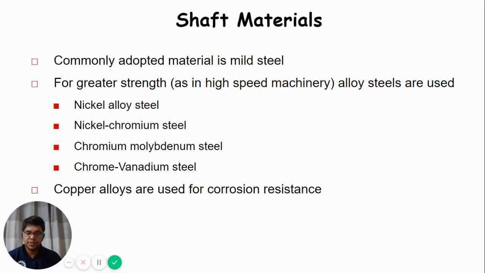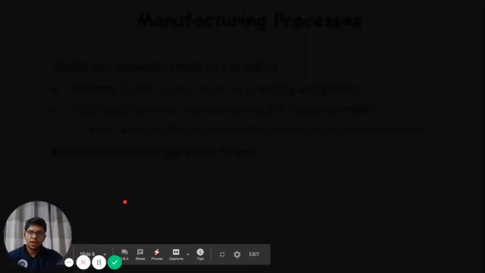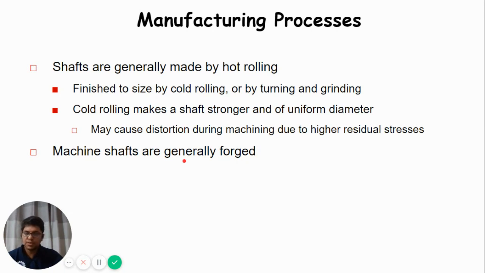Now, if you look at the shaft material, the commonly used shaft material is mild steel or low carbon steel. Suppose you want higher strength, then you can use alloy steel like nickel alloy steel, nickel chromium steel, chromium molybdenum steel or chromium vanadium steel. And suppose you want corrosion resistance for the shaft, then you can use some copper alloys. And the manufacturing process is mainly hot rolling, and then the finishing is done by cold rolling, turning or grinding. And machine shafts are generally forged.